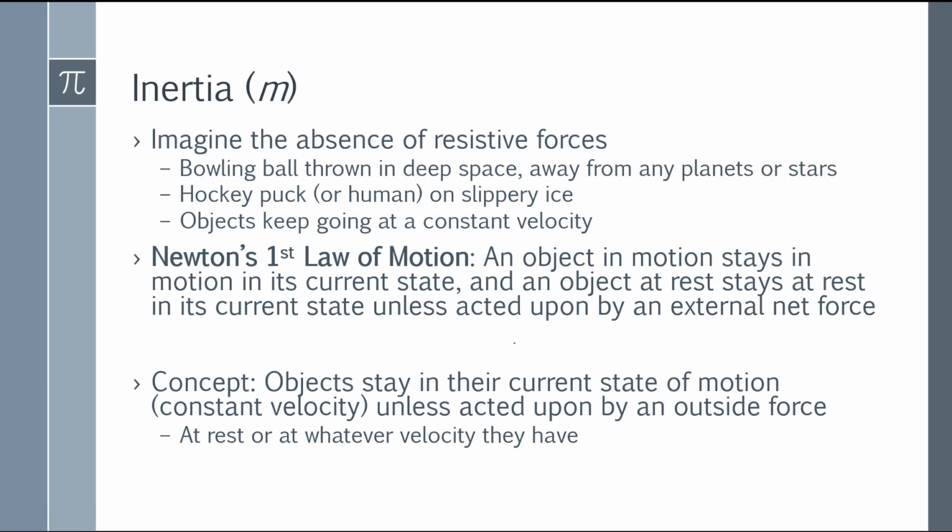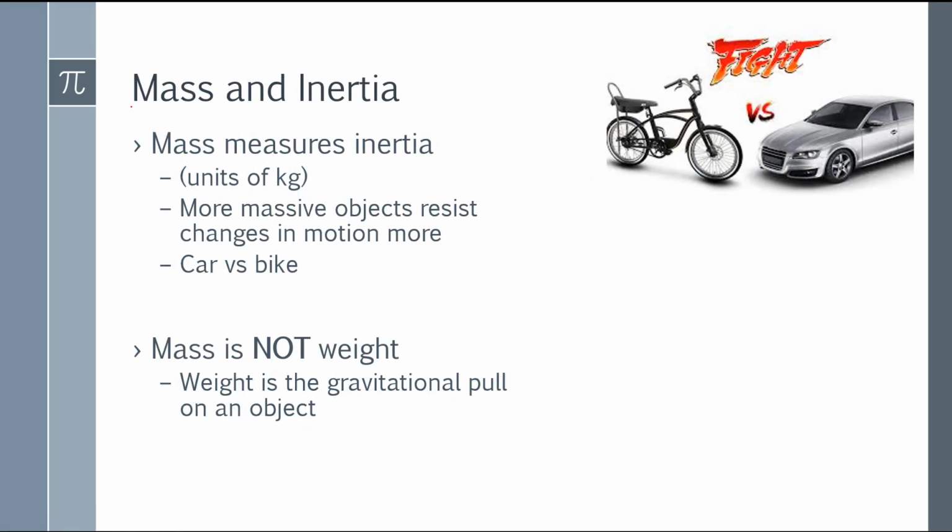So that's inertia. I already said that mass is related to inertia, because we can think of mass as resistance to change in velocity or resistance to acceleration. So mass is a measurement of inertia. The more kilograms an object has, the harder it is to change its motion. More massive objects are going to be harder to accelerate. With the same amount of force, you'll get less of an acceleration.